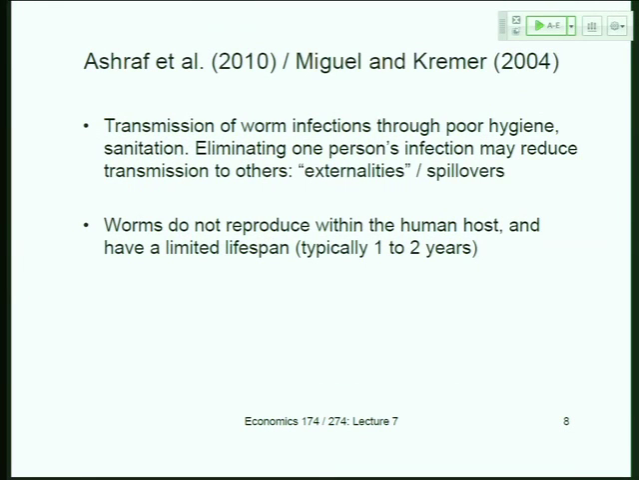So in settings where there isn't very good sanitation, in other words, people don't have toilets or even latrines, and where there isn't very good hygiene, so people aren't washing their hands adequately before eating or before coming into contact with others, in those sorts of settings, you would tend to have a lot of transmission of worm eggs.